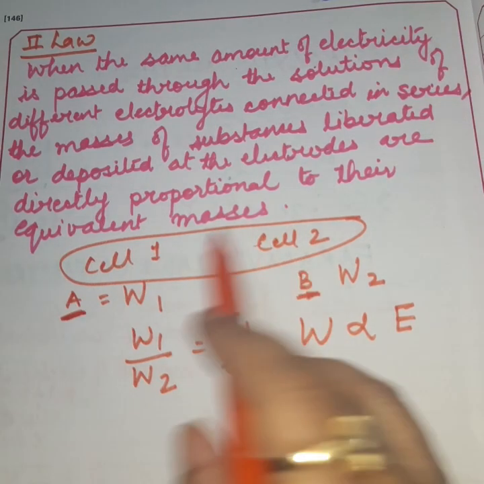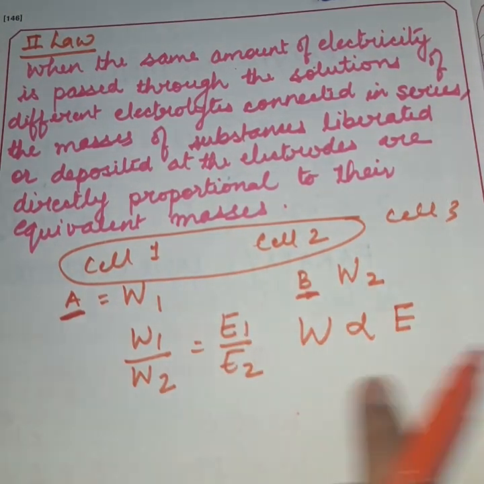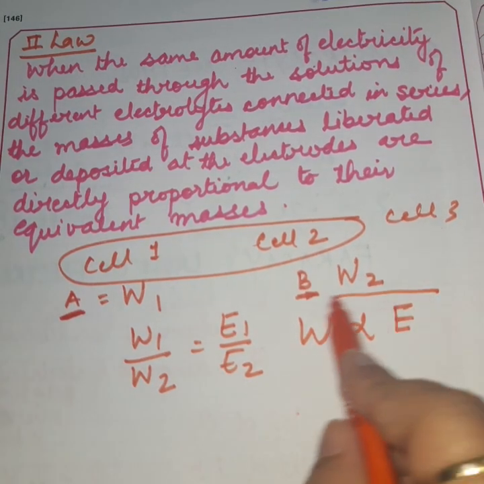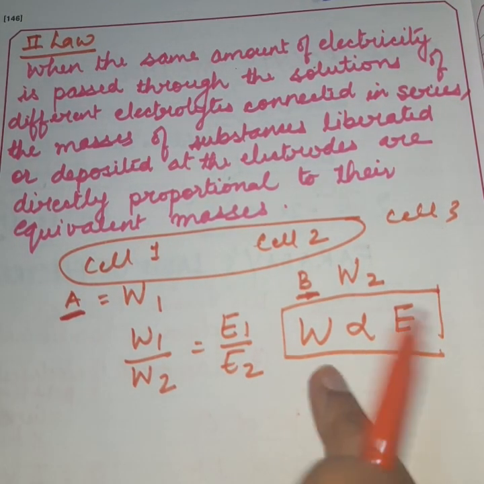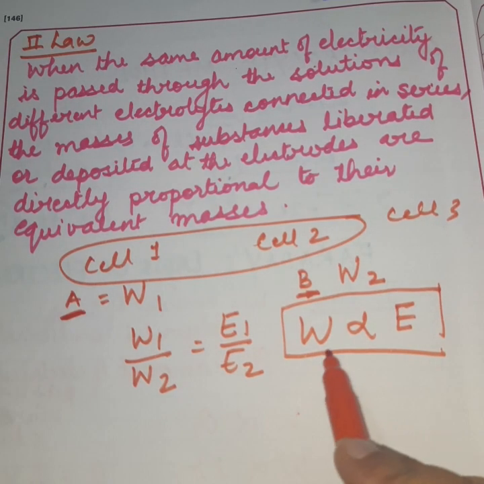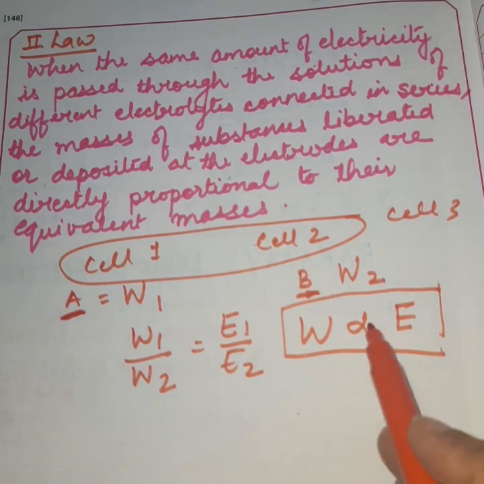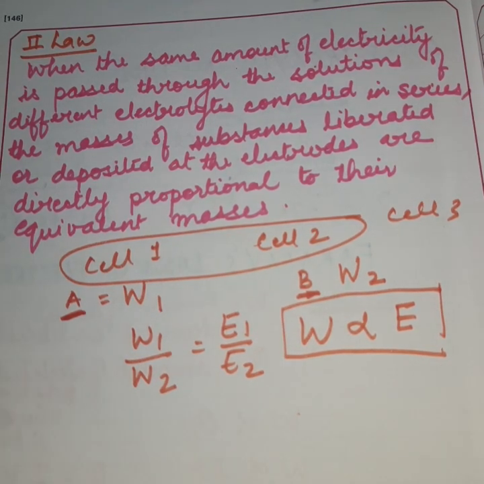Suppose we have 3 cells connected in series. This way also it will be followed. So in general we can say that for the amount of substances liberated or deposited in cells whose electrolytic solutions are connected in series, with the same amount of electricity being passed through them, the amount of substance liberated or deposited at the electrodes of the cells will be directly proportional to their equivalent masses. I hope this is a very easy concept and you must have understood.